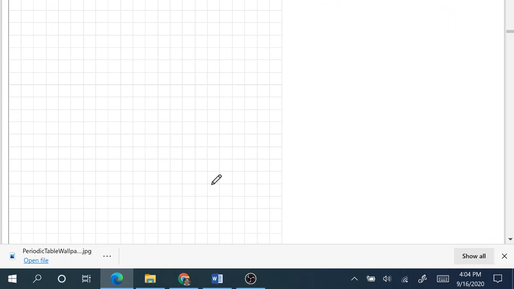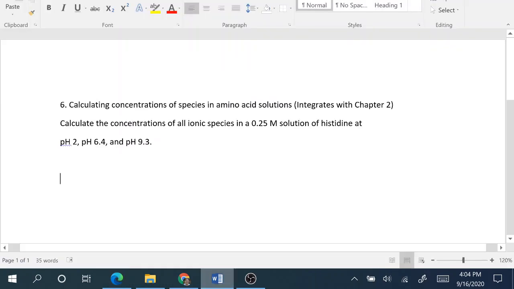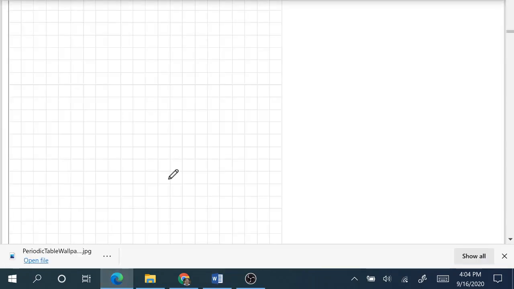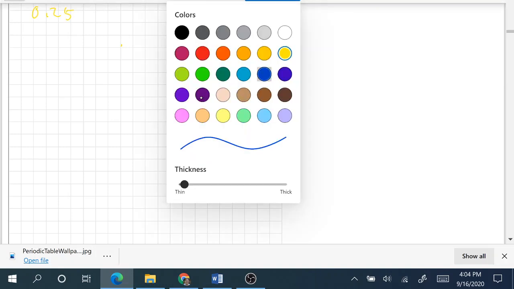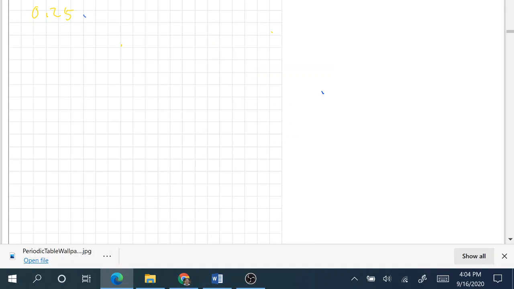Okay, so let's see if we can solve this problem. Going back to the problem, calculate the concentrations of all ionic species in a 0.25 molar solution at three different pHs: pH 2, pH 6.4, and pH 9.3. Okay, so our first one is pH equals 2. So how are we going to do that? We've got a 0.25 molar solution, and this is pH equals 2.